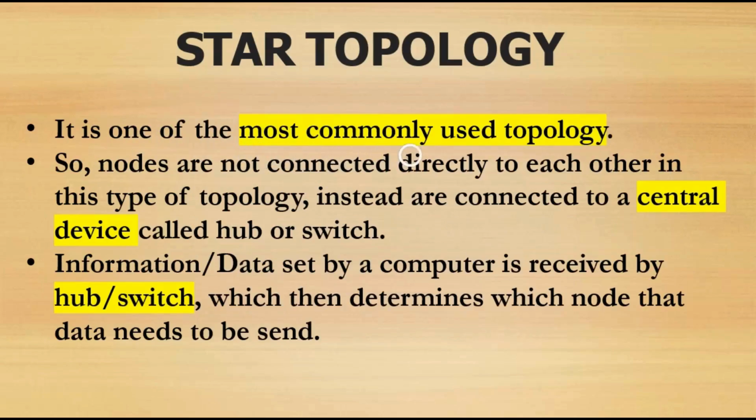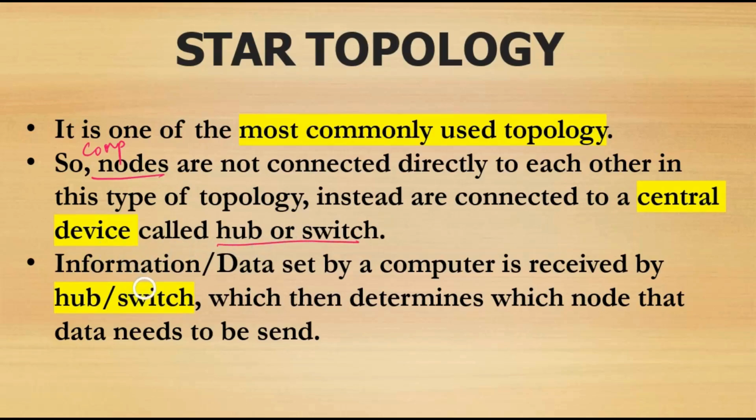It is one of the most commonly used topologies. So whenever a computer networking type of question comes, the case study based questions, they will ask you which type of topology this network can be connected in. You can write star topology in most of the cases, because it is one of the most commonly used topologies. Nodes are not connected directly to each other. Here the nodes are nothing but the computers. So the computers are not connected directly to each other in this type of topology. Instead, they are connected to the central device called a hub or a switch.